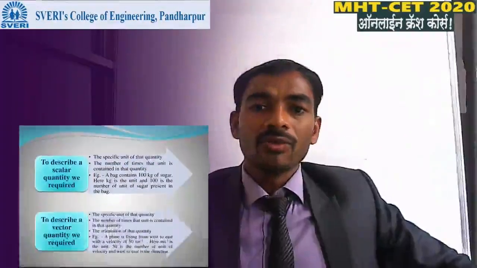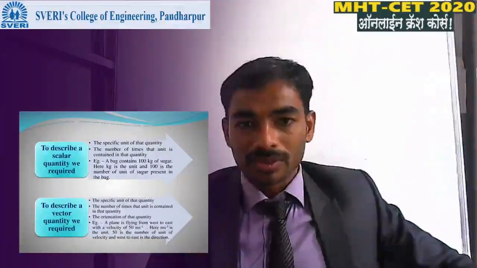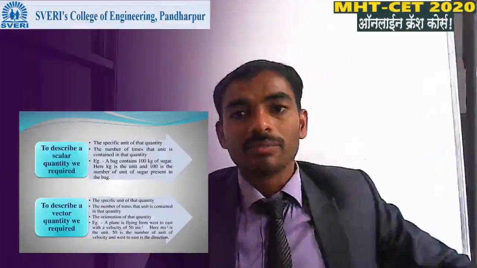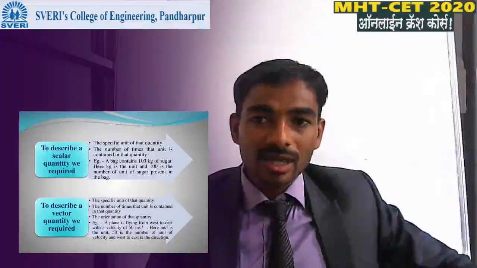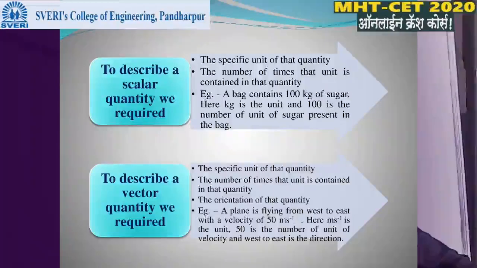Again, to describe scalar quantities, we require some terms. To describe vector quantities, we require some terms. So first we discuss scalar quantities. To describe a scalar quantity, we first require the specific unit of that quantity. Second, the number of times that unit is contained in that quantity.